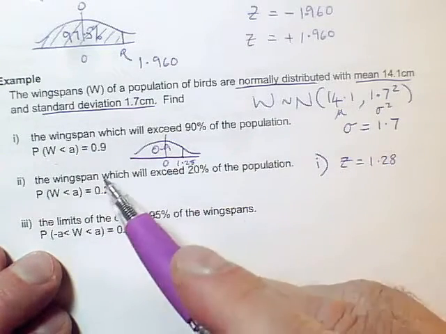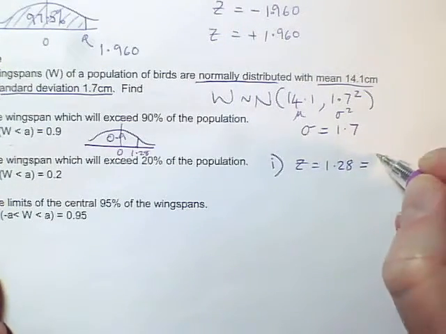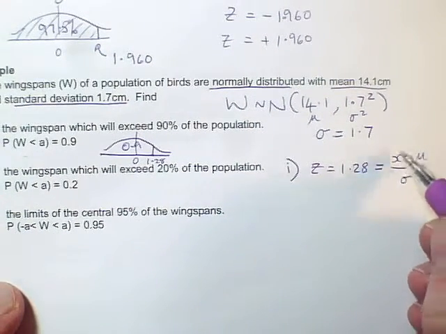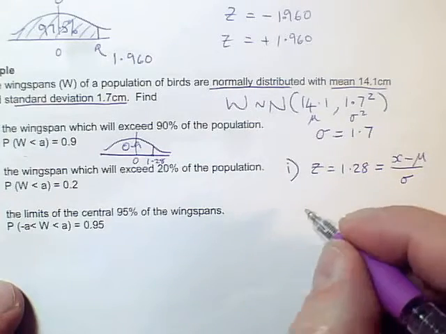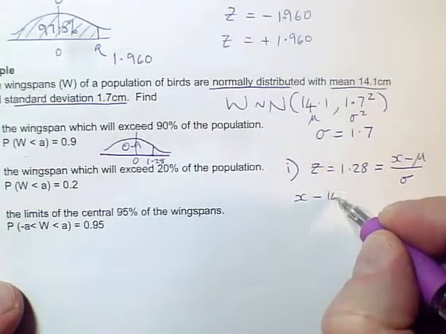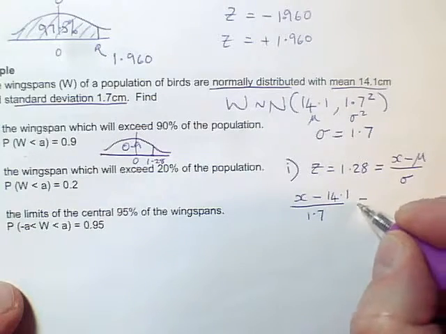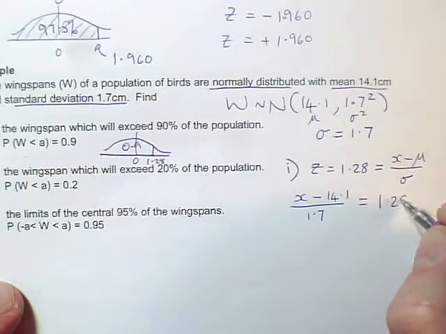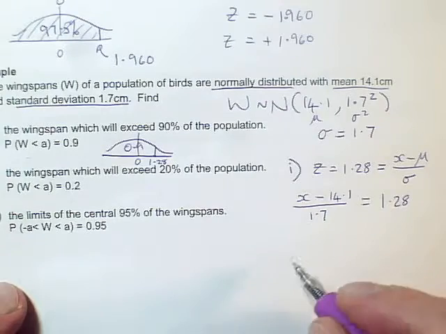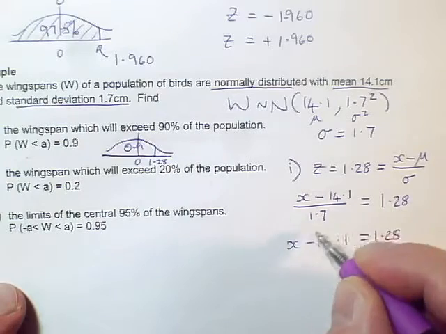But what I want to know is what the wingspan is that corresponds to this z equals 1.28. So I've got to use my formula for z, which is x minus mu over sigma. So I want to know the x, the individual wingspan, so I'm going to leave that as x. I'm going to say that x minus mu, the mean 14.1, over sigma, which is 1.7, has to equal the z value that I've got, which is plus 1.28. My diagram just confirms, yes, it is definitely a positive value for z. So I have to say that x minus 14.1 is 1.28, I'm multiplying by this 1.7.